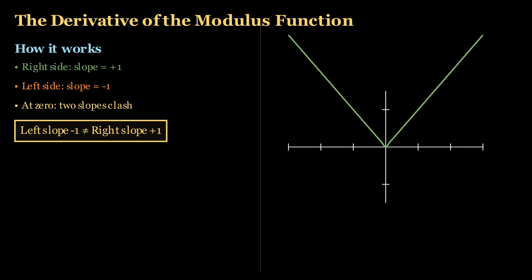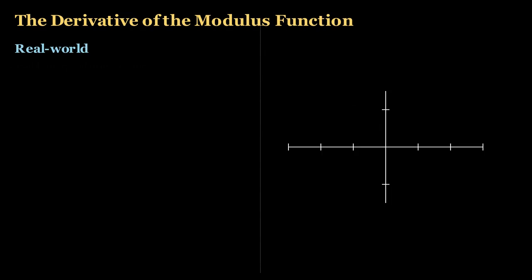At t equals 1, the value inside the absolute bars is 1 minus 2, which is -1. So the distance is the absolute value of -1, which is 1 meter. On this left side of the vertex, the graph is a line with slope -1. So the speed is -1 meter per second, meaning it moves toward the marker.